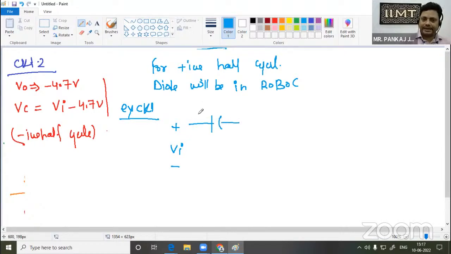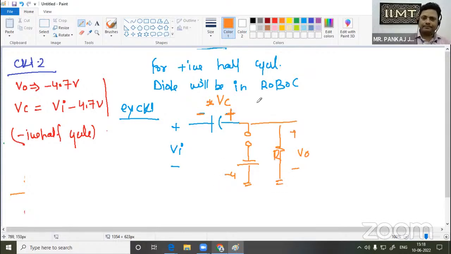This capacitor will maintain its polarity as in first half cycle. Please remember this. Capacitor will maintain its polarity as in forward bias condition when diode is in forward bias condition. In first half cycle when we have completed our negative half analysis, it was minus then plus. So I have written here same minus and plus. This diode will be in reverse bias condition and there is a battery of minus 4 volt which is connected across this, and here we are taking our output. Clear?